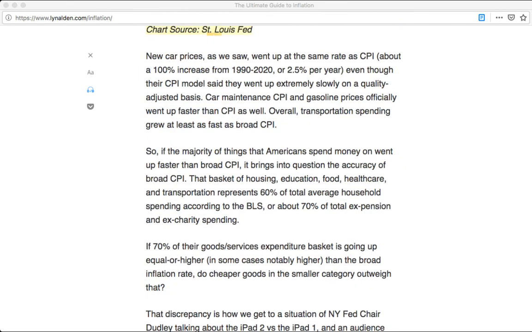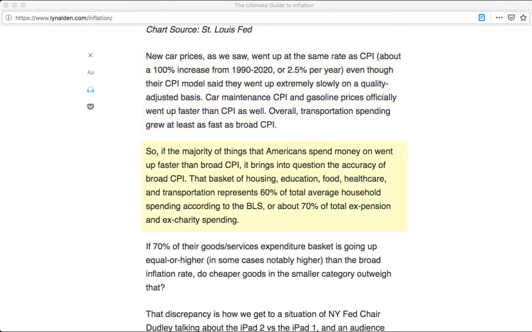St. Louis Fed. New car prices, as we saw, went up at the same rate as CPI, about a 100% increase from 1990 to 2020, or 2.5% per year, even though their CPI model said they went up extremely slowly on a quality-adjusted basis. Car maintenance CPI and gasoline prices officially went up faster than CPI as well. Overall, transportation spending grew at least as fast as broad CPI.